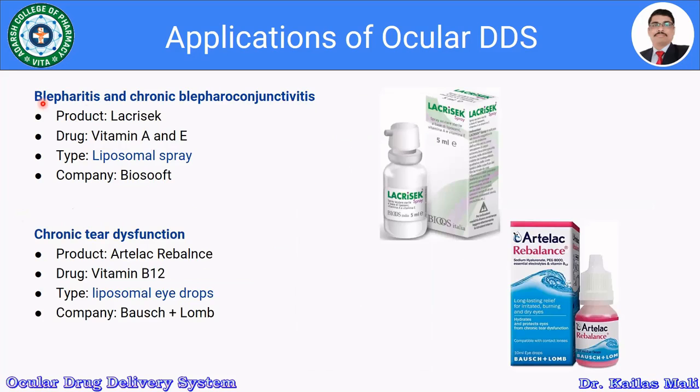Then for blepharitis and chronic blepharoconjunctivitis, the product Lacrimist is available, which comprises the drugs vitamin A and E. It's a liposomal spray developed by Biosoft. For chronic tear dysfunction, the product Artelac Rebalance is available. It comprises vitamin B12. It's a liposomal eye drop developed by Bosch and Lomb.